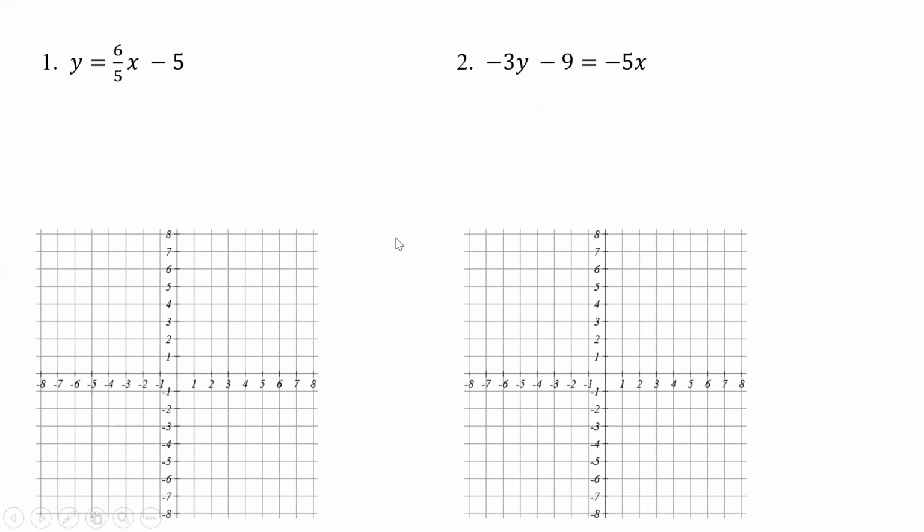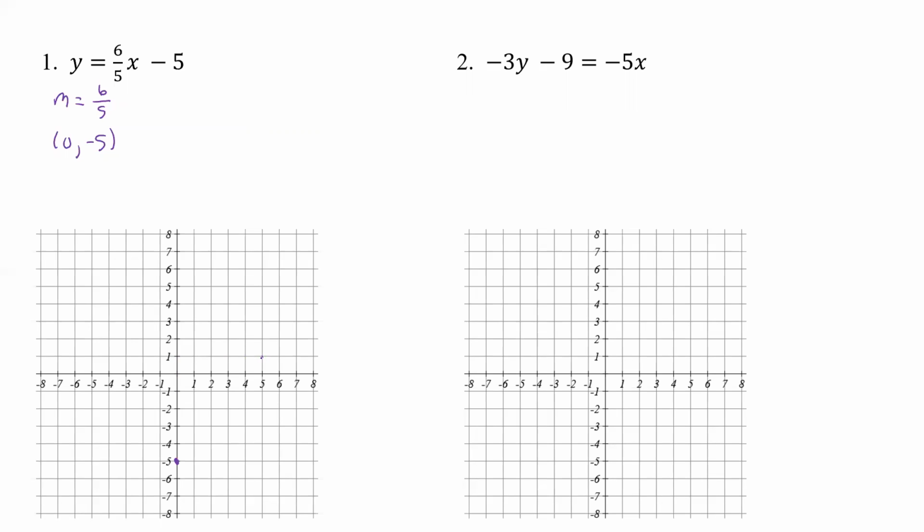All right, so what do we have here? Well, this one's already in slope-intercept form. So we have a slope equal to 6 over 5, and our intercept is 0, -5. All right, so 0, -5 we have here. And we're going to go up 6. So 1, 2, 3, 4, 5, 6. And over 5. 1, 2, 3, 4, 5.